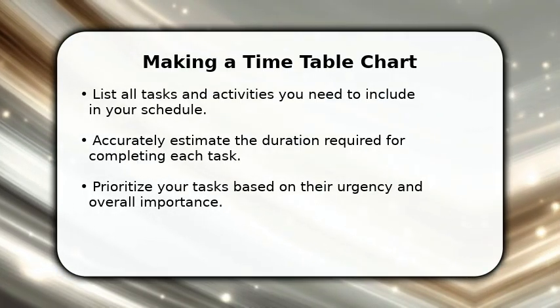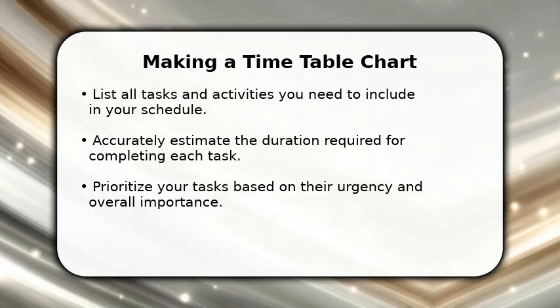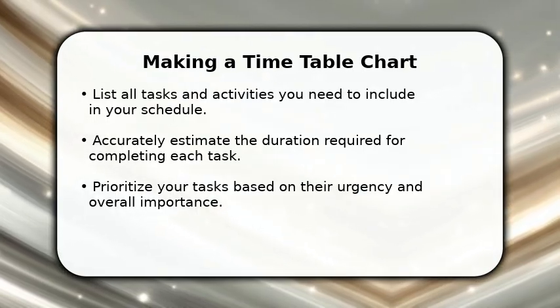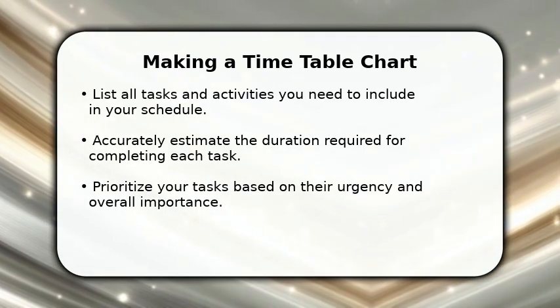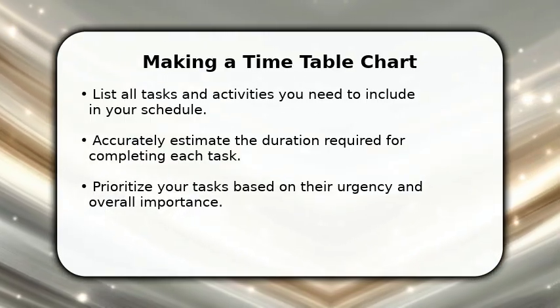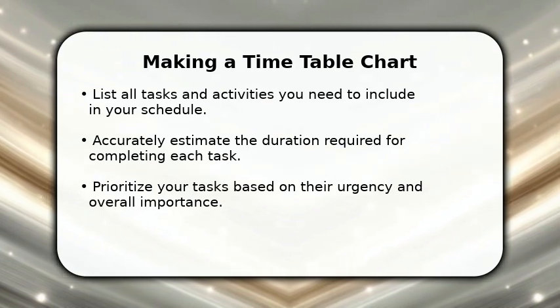Next, estimate the time each activity will realistically take. Be honest with yourself. Overestimating is better than underestimating. Finally, prioritize your tasks, identifying what absolutely must be done versus what can be shifted. This foundational step is crucial for an effective schedule.